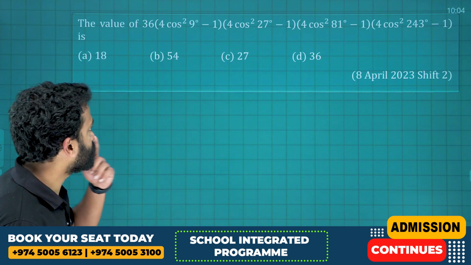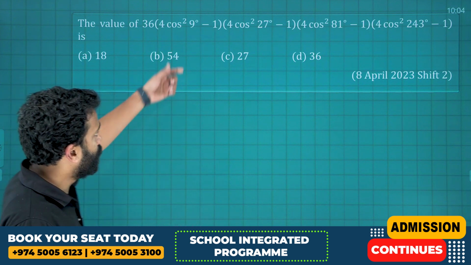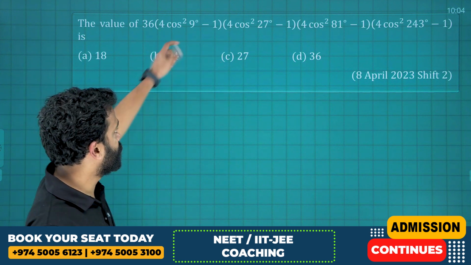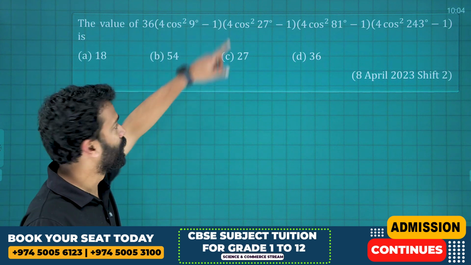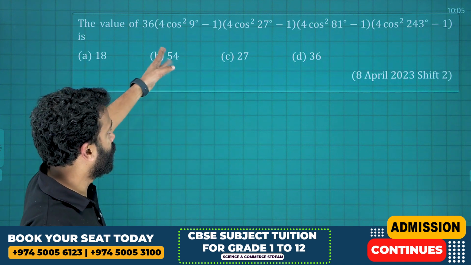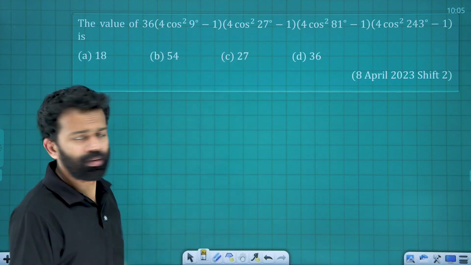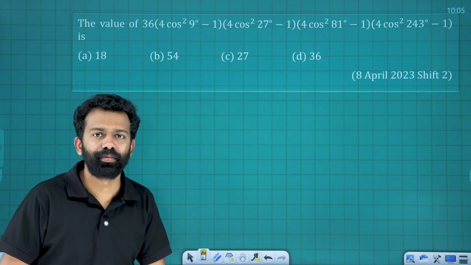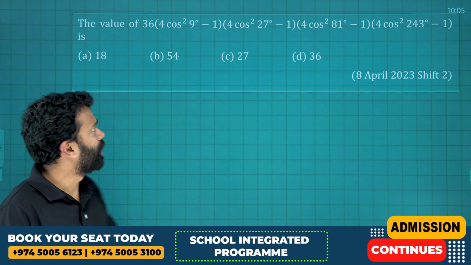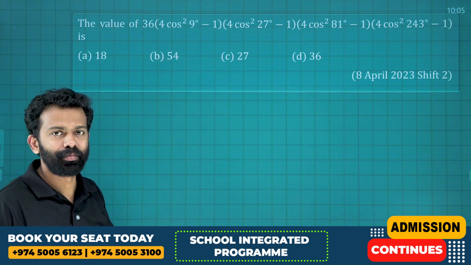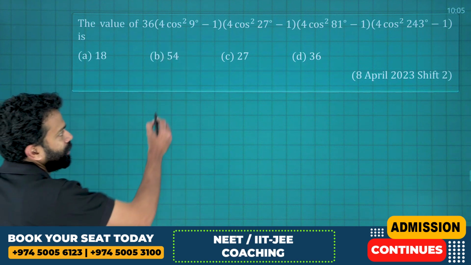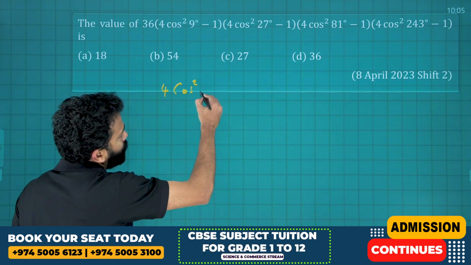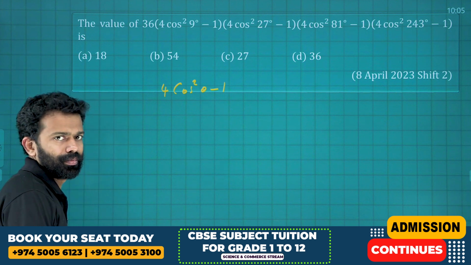Very easy actually. The problem with this one is we do not know any direct formula for it. But the structure is somewhat the same, that is 4 cos square minus 1, and we do not know any angle, that is 9, 27, 81, 243, right? So how are you going to solve this one? Have you seen this formula anywhere? Let's figure it out. It's a very small question, that is 4 cos square theta minus 1. Have you seen it anywhere?